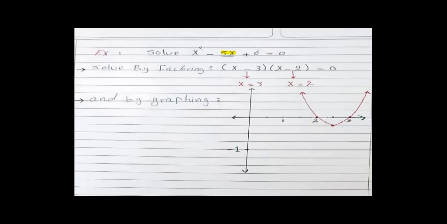Then we apply the zero theorem, which is how to make each factor zero, by putting x equal to 3 and x equal to 2 to get 0. So these are the two solutions for this quadratic equation. And when we graph, we know that the solution of the quadratic equation is the intersection between the parabola and the x-axis, as you can see here.